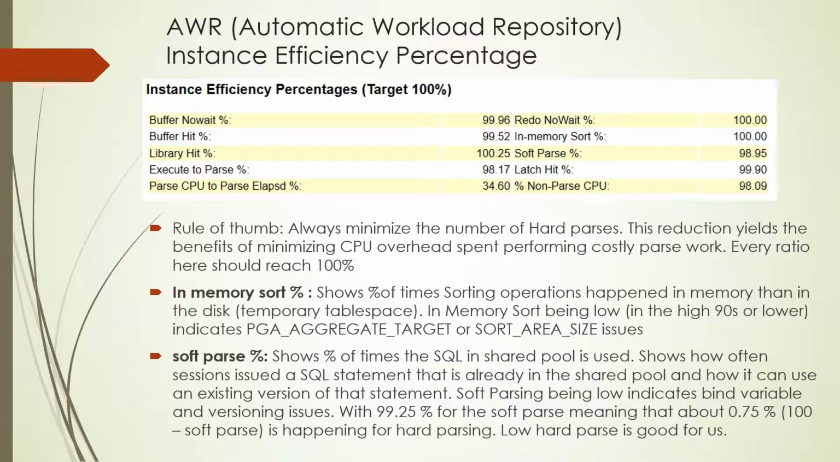So what is in-memory sort? Here you have in-memory sort at 100%. What does it mean? It means the percentage of times sorting operations happened in memory, rather than in a temporary tablespace or on disk. If the in-memory sort percentage is less than 90, it indicates that your PGA size or the sort area size has an issue. So you need to change the PGA aggregate target, or if you don't have access to configure the database instance, you need to report this finding to the DBAs and ask them to change the PGA aggregate size.